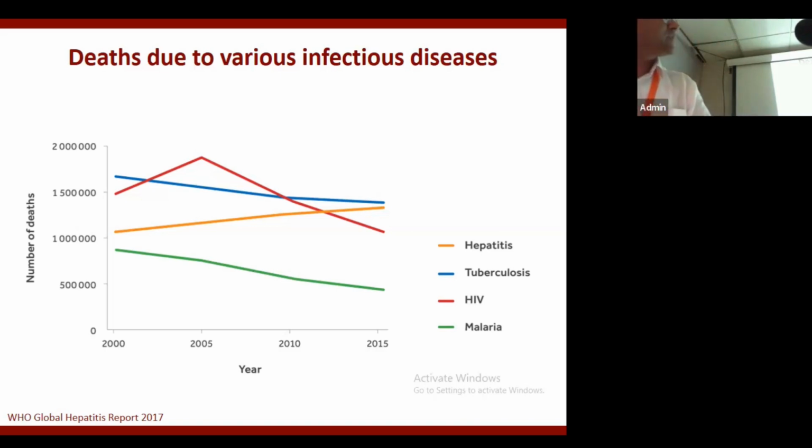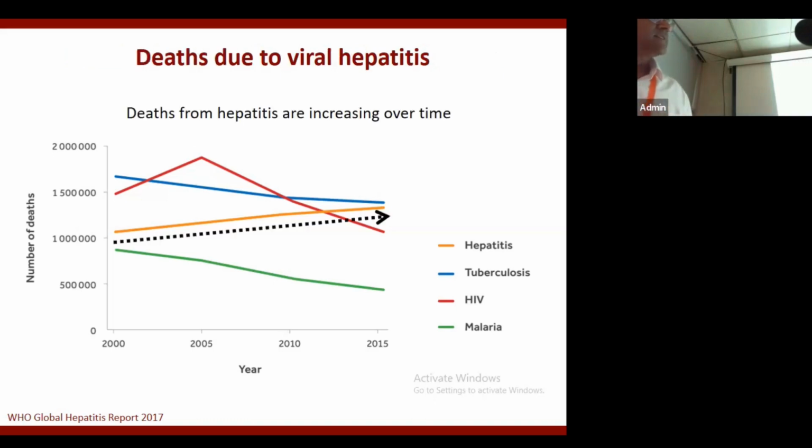But what is happening to hepatitis? This is consistently increasing. And even if we control hepatitis B and C today, this will continue to increase up to 2050 or 2060. We cannot stop this trajectory now because of the consequences of hepatitis that have already happened. So that is why the world is moving toward hepatitis.